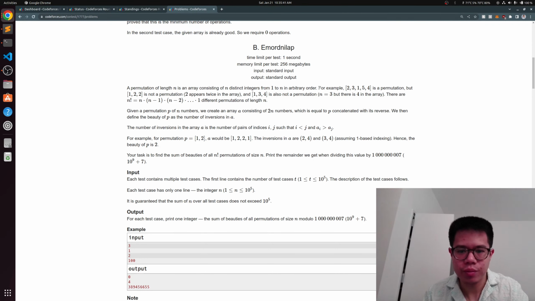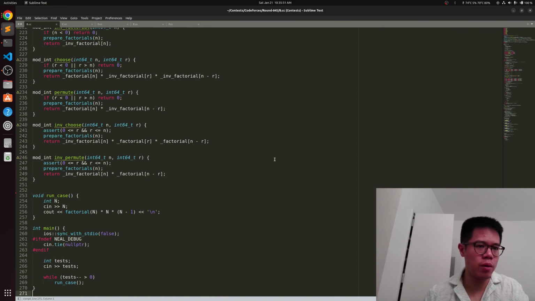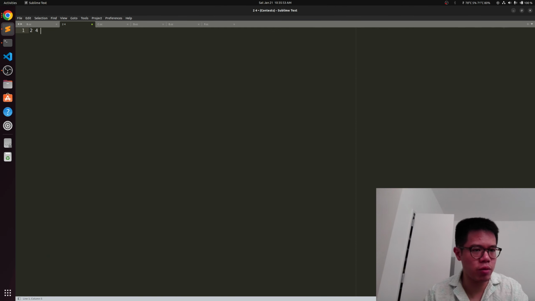Problem B. Right, okay, problem B, it's kind of silly. We're counting inversions, but we're taking a permutation and concatenating with itself. So what happens when you take a permutation and you concatenate it with itself?